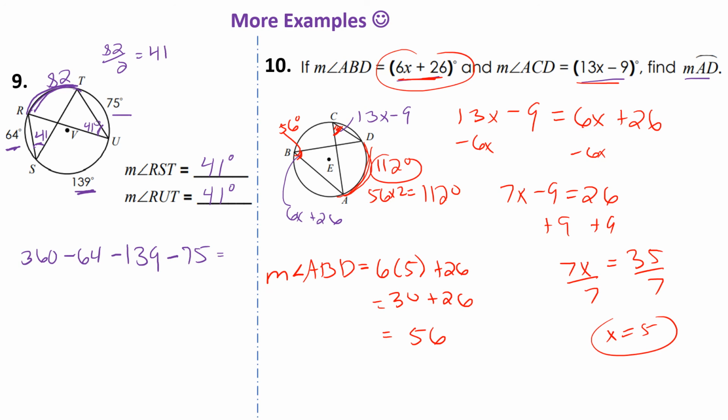Everything is in red. Let me put it in a different color. So arc AD right here. If this angle is 56 degrees, then arc AD is double that. That would be 112. So the measure of arc AD is equal to 112 degrees.